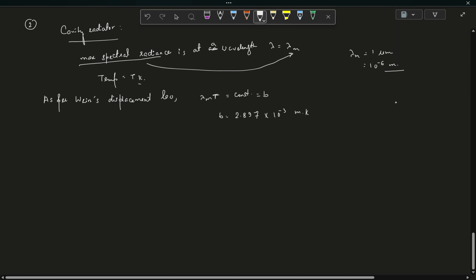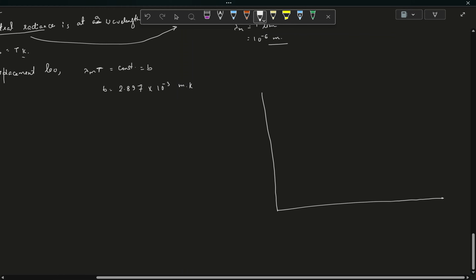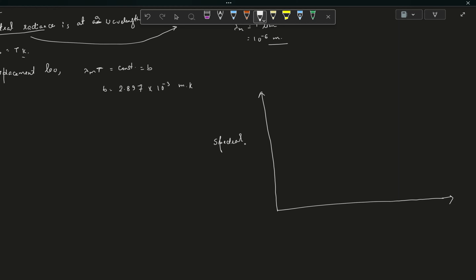Now I can quickly draw the basic structure from where we are deriving this Wien's displacement law formula. If this is the y versus x axis, let's say on the y axis there is the spectral radiance, and along the x axis there is the wavelength lambda.